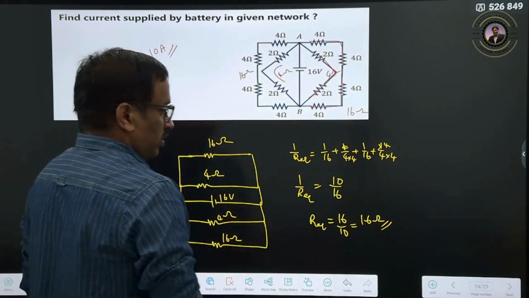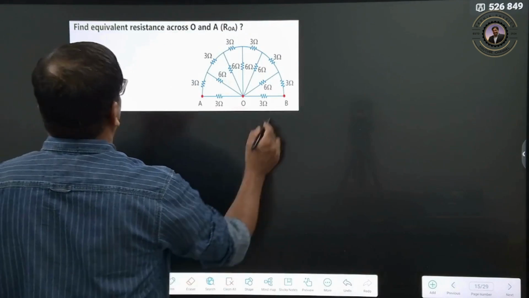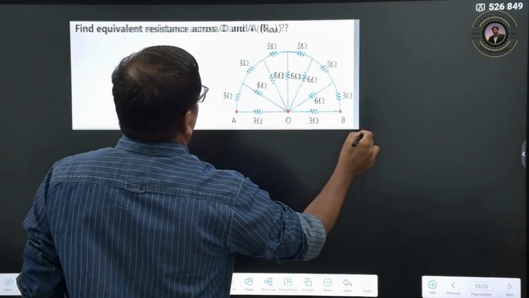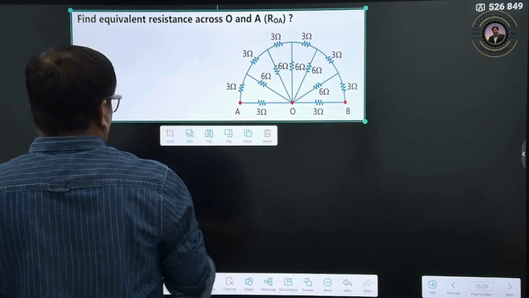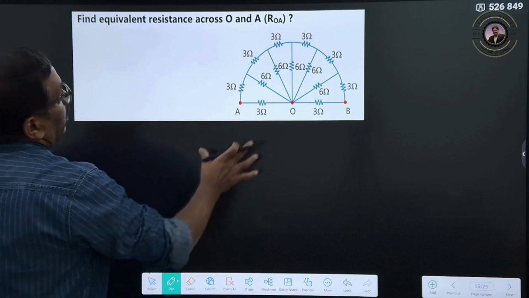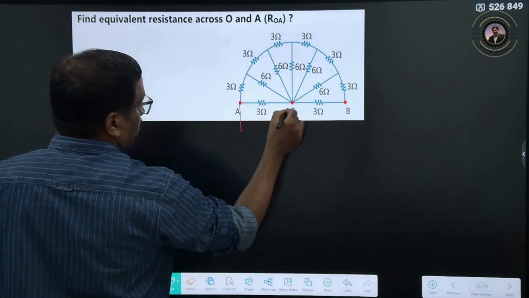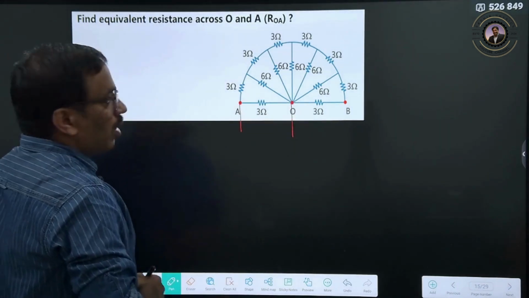Let's see some questions. Here, find the equivalent resistance across OA. So we want to calculate it in between these two. Clear?